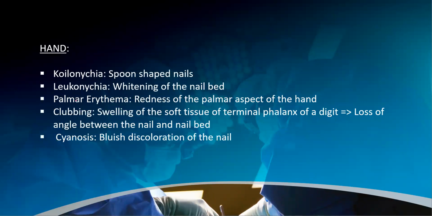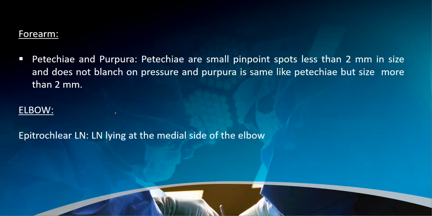So these are the things that I have written for you. For koilonychia, use the term spoon-shaped nails. For leukonychia, whitening of the nail bed. For palmar erythema, redness of the palmar aspect of the hand. Clubbing, you can say that when there is a loss of angle between the nail and nail bed. Cyanosis, bluish discoloration of the nail. So these are the findings. This is how you stop with the medical student.